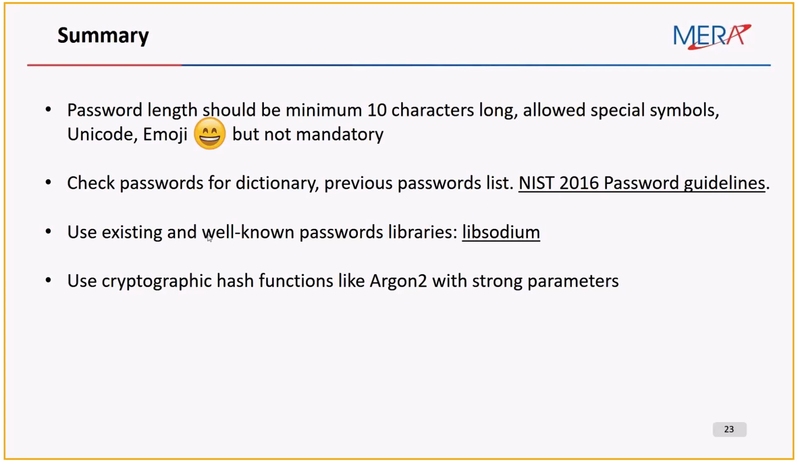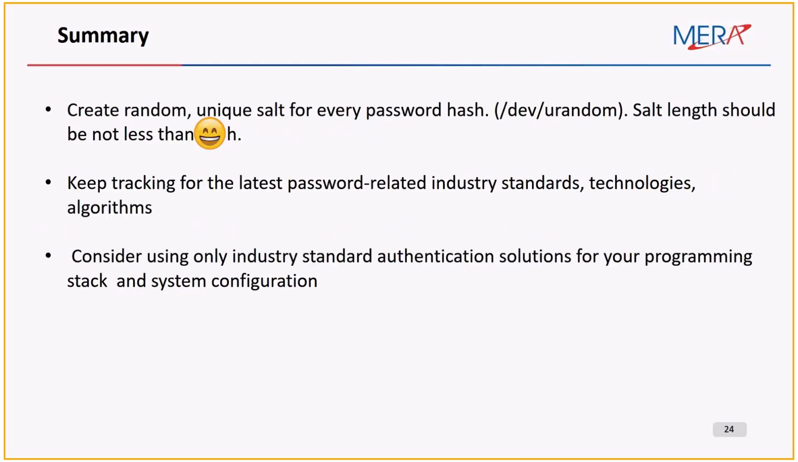The best variant for pseudo-random generators and password hashing algorithms is to use well-known cryptographic libraries like Libsodium. It's required to use cryptographic hash functions like Argon2 with strong parameters. To make your hashes crack resistant, it's good to create a randomly generated single-use salt and keep tracking the latest password-related industry standard technologies and news. Also, only industry standard identification solutions should be used for your program systems and information systems.